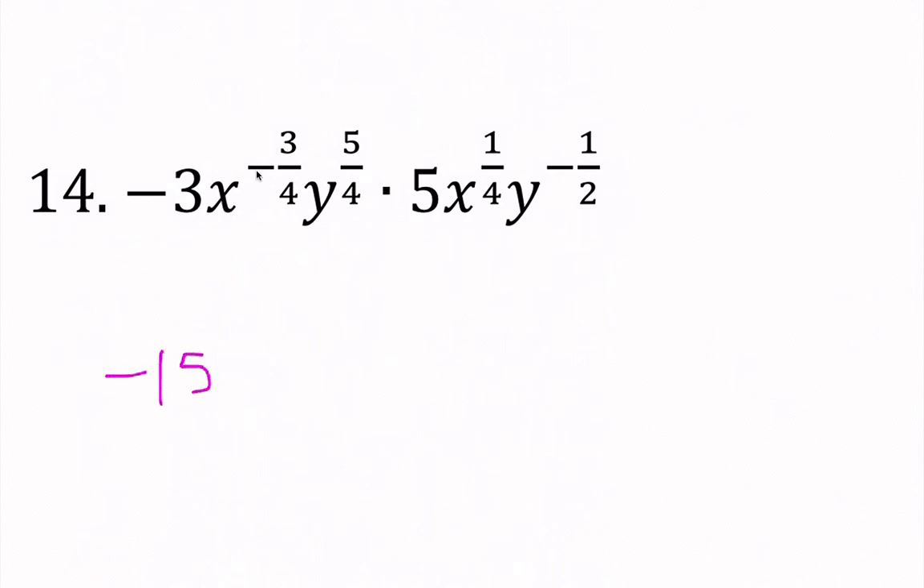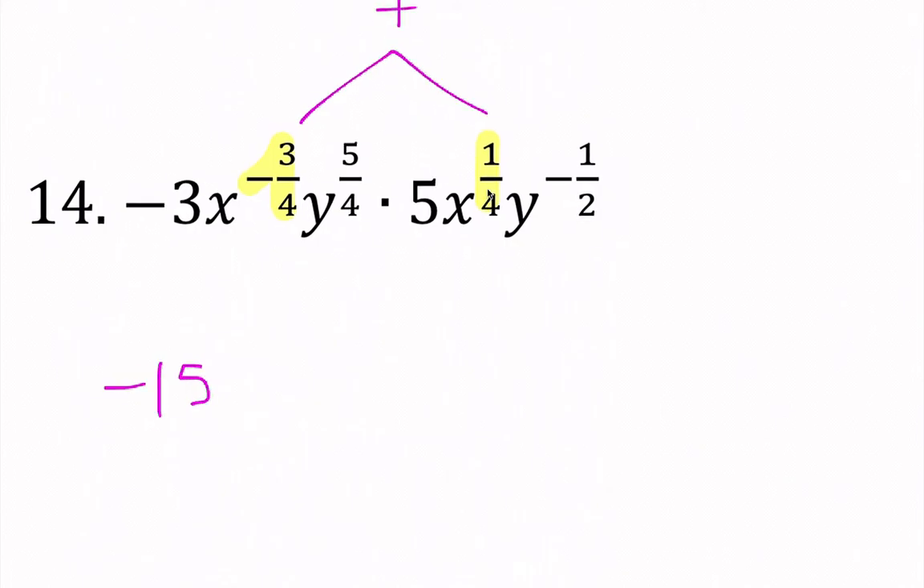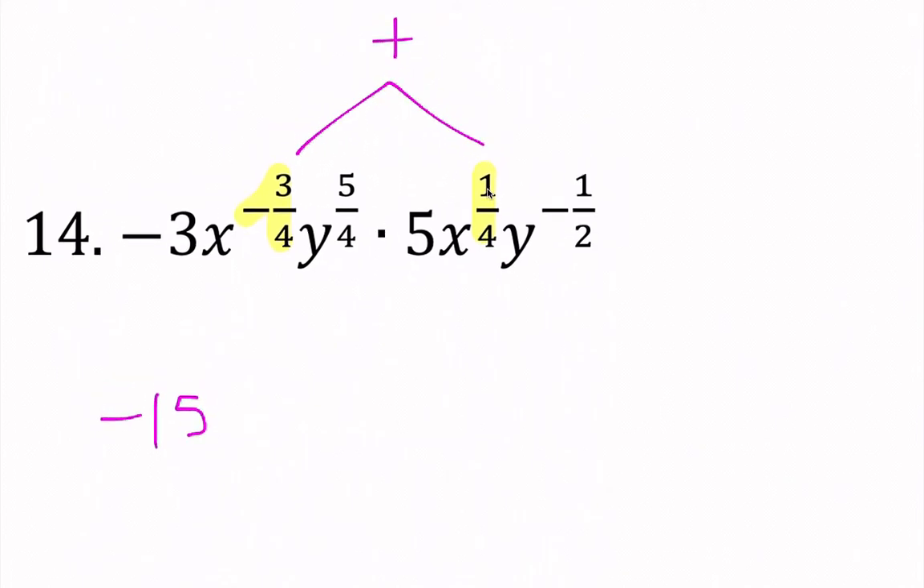Okay, I see I have x's here, and I'm multiplying by other x's here, so I know that rule is to take these guys and to add. So I'm going to write my x down. If I take negative 3 over 4 and I add 1/4, that's going to give me a negative 1/2.